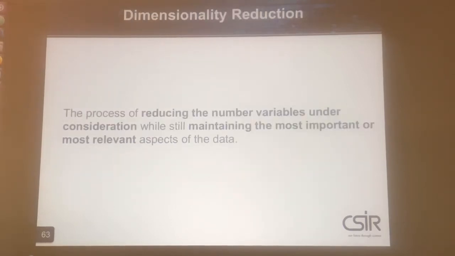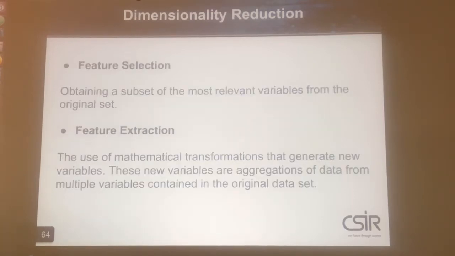Okay, so as I said before, dimensionality reduction is just reducing the number of variables, but you still maintain the information that's in the data set. Okay, so you have 2 ways of doing this. One is feature selection, the other one is feature extraction.